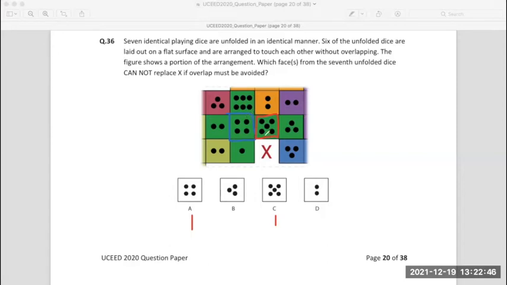The 3 on this dice, so if I place 5 here, then 3 will come here, which is overlapping with this dice. If I place 4 here, 6 will come here, which will be overlapping with again this dice. So A and C are both the conditions. Clearly, they are both the only faces where if I replace them with this X, there will always be overlap.